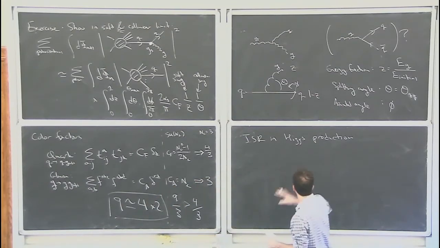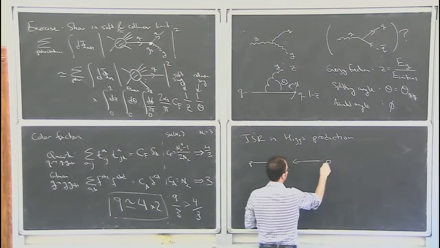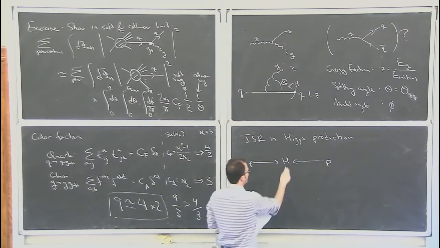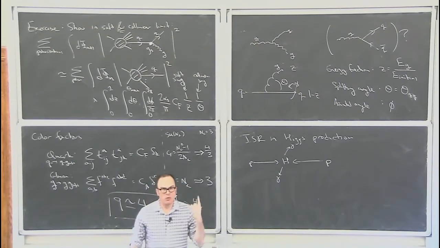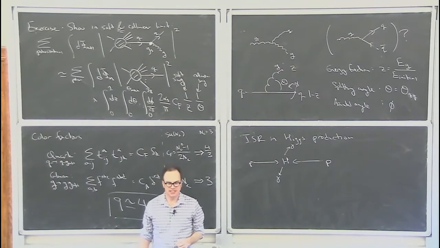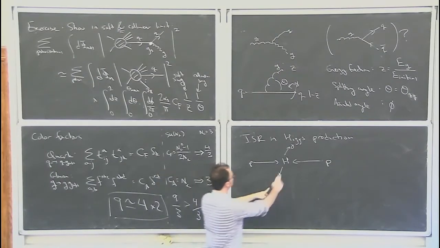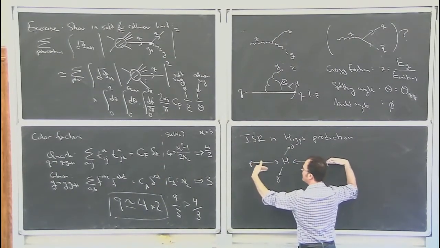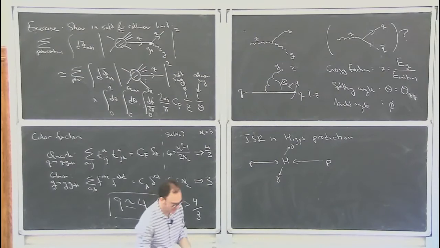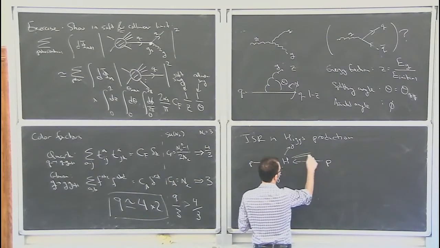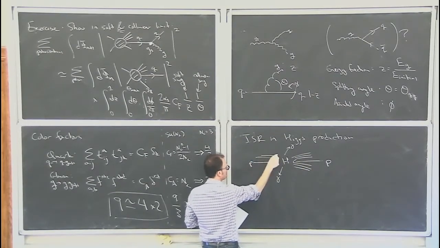Okay, so let's return to initial state radiation in Higgs boson production. So we have our protons colliding. It makes a Higgs boson. That Higgs boson decays to two photons. And there could be initial state radiation. Which way does the initial state radiation go? Well, by this formula, it wants to go in the same direction as the emitters. The photons don't carry color. So the color is being carried by the gluons that are inside the proton that are coming into the collision. And so the radiation wants to go in the direction of the initial beam. So I'm going to have initial state radiation from this guy going along the direction the beam is going, and initial state radiation from this guy going along the direction the other beam is going.